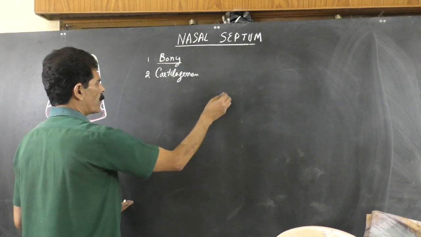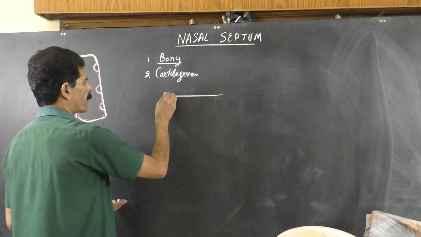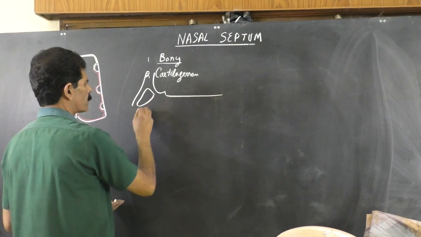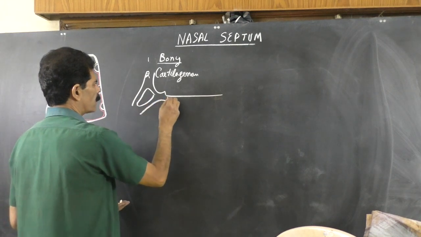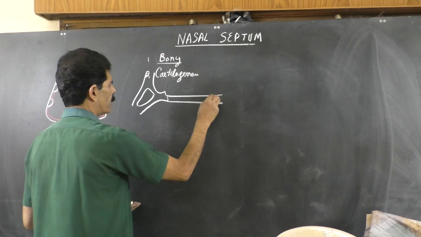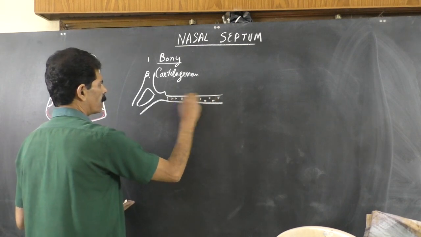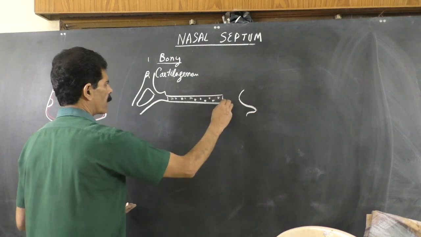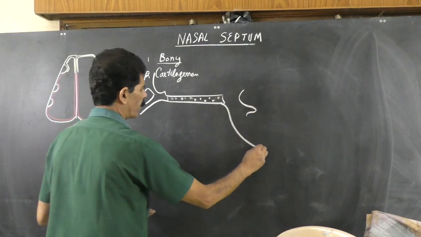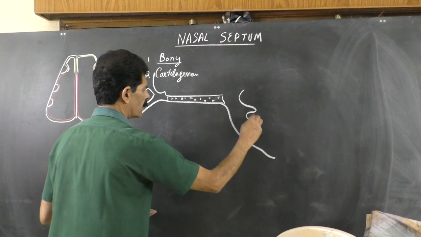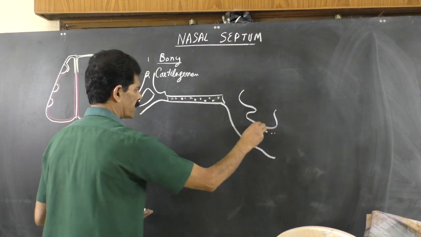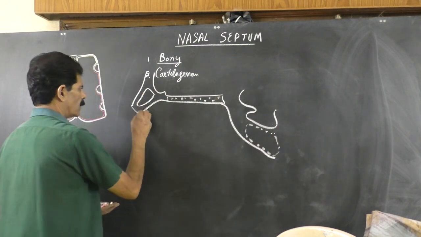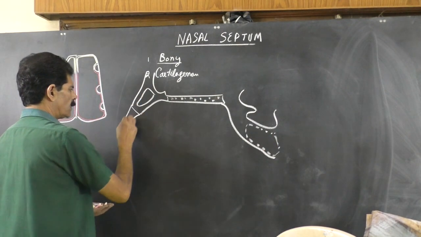The bony part is formed by the perpendicular plate of the sphenoid bone in the upper part. This is the roof, the cribriform plate. Behind is the lesser wing of the sphenoid bone, and this is the body of the sphenoid bone with the pituitary fossa and the sphenoidal air sinus in it. This is the frontal bone, this is the nasal bone.